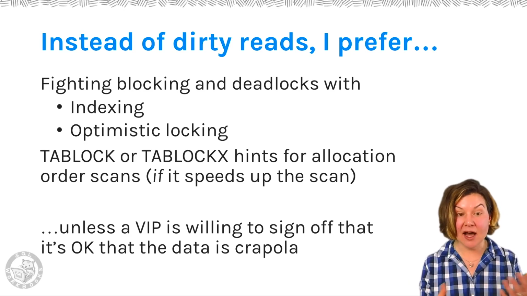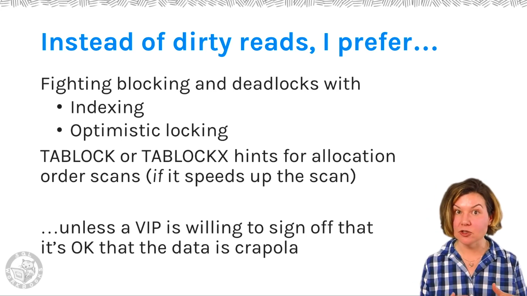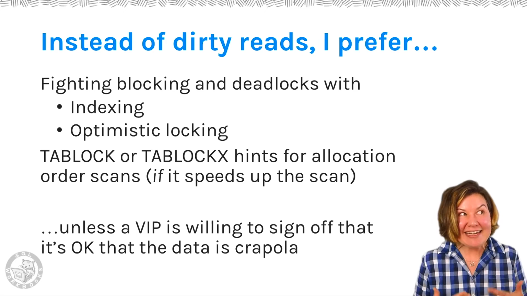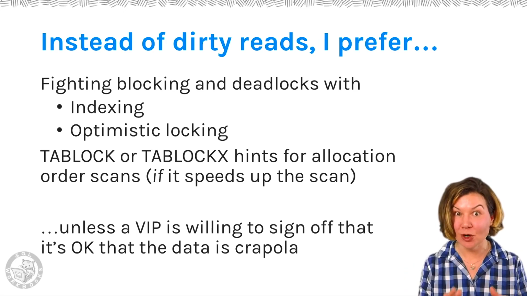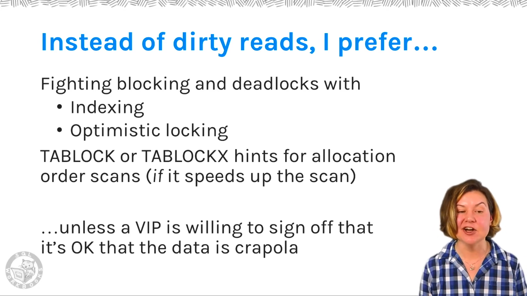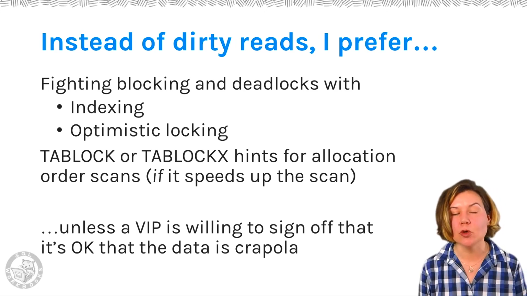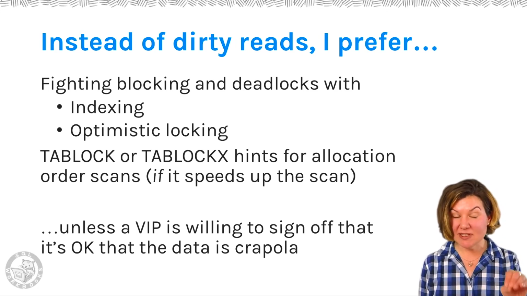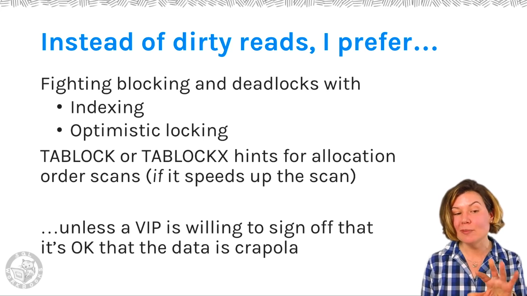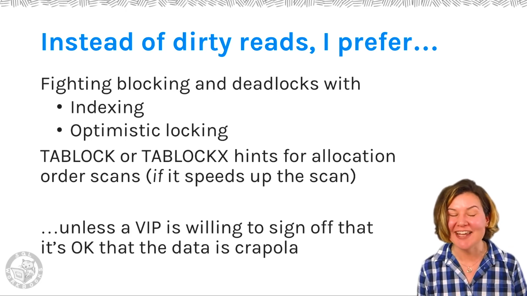But because in optimistic locking readers don't block writers and writers don't block readers, we can get consistent results without all this blocking. So it can absolutely be worth the work to get that in there instead of just no-locking everything. If I want the allocation order scans, I would much rather use a TABLOCK hint. If you are using optimistic locking, if you are using RCSI, you may need to use a TABLOCKX hint. There are details on why that is in Paul White's blog on the allocation order scans.